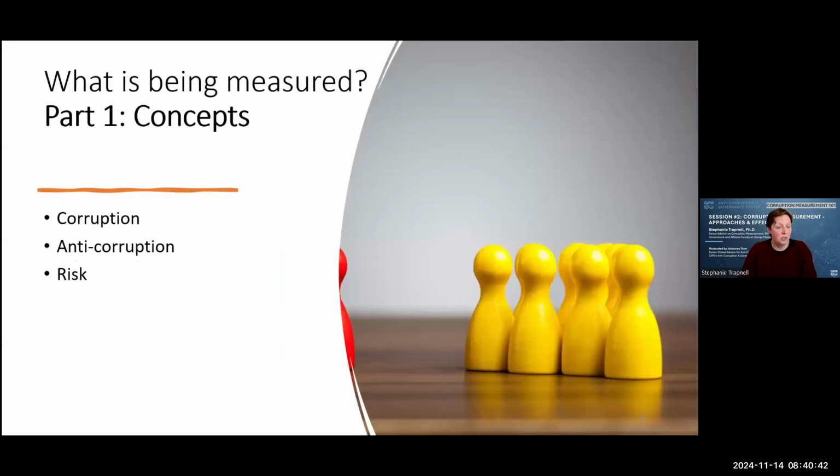So what is being measured? Part 1, there are 3 parts to this. So concepts, what are these big concepts? Corruption measurement generally deals with these three big concepts of corruption, anti-corruption, and risk.